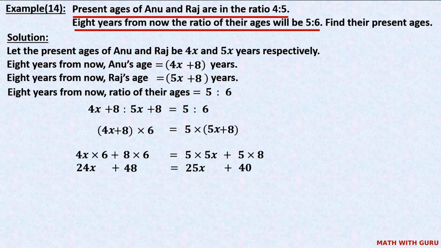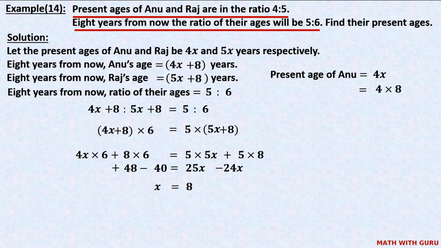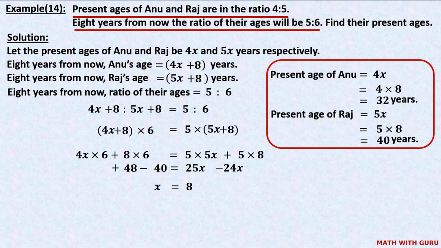Let us collect the like terms on the same side. 48 minus 40 equals 25x minus 24x. 8 equals x. Interchange the sides. x equals 8. Present age of Anu equals 4x, 4 into 8, that is 32 years. Present age of Raj equals 5x, 5 into 8, that is 40 years.